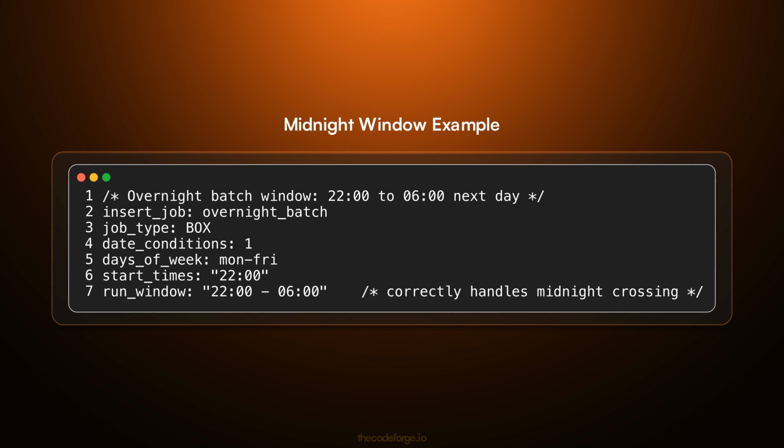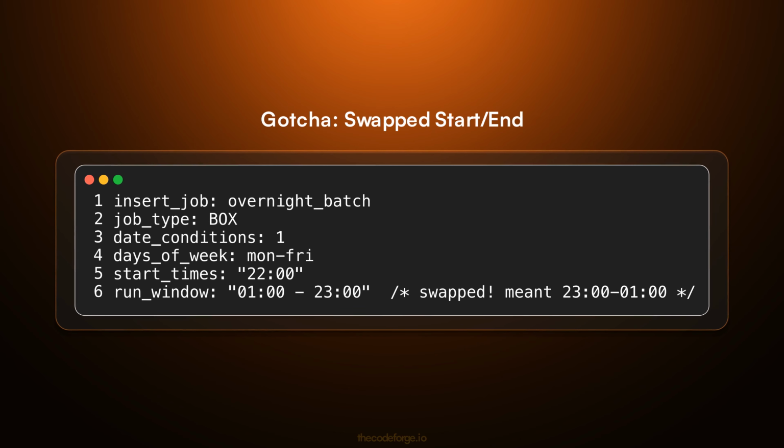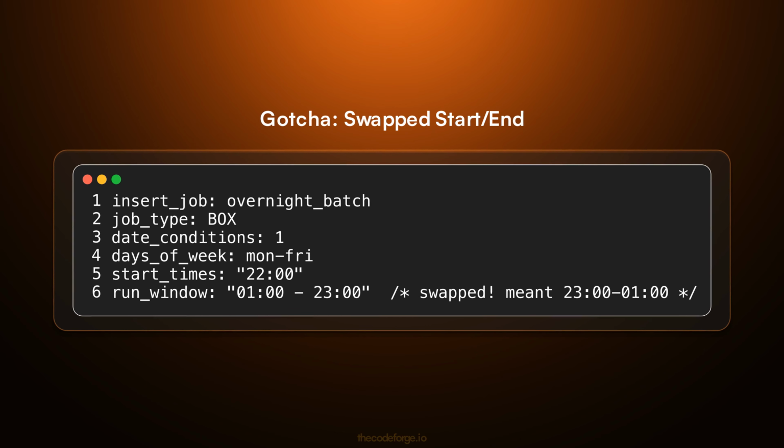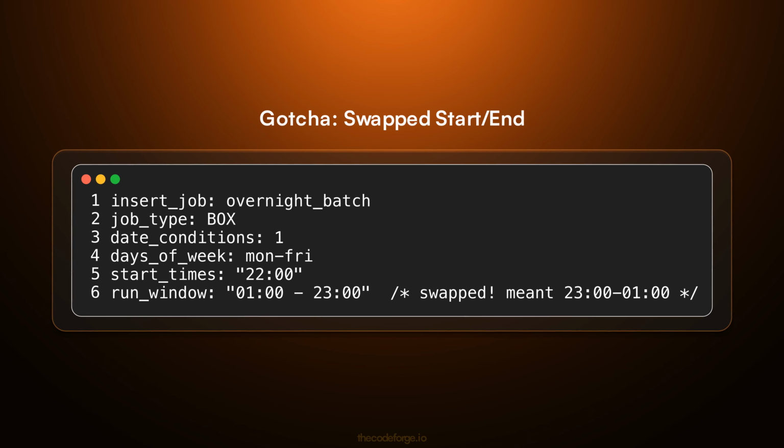But be careful, if you swap start and end, the window becomes 22 hours instead of 8. If you mean overnight from 11 p.m. to 1 a.m., the correct window is 23:00-01:00. Swapping them creates a 22-hour window that overlaps day shifts and causes resource contention.